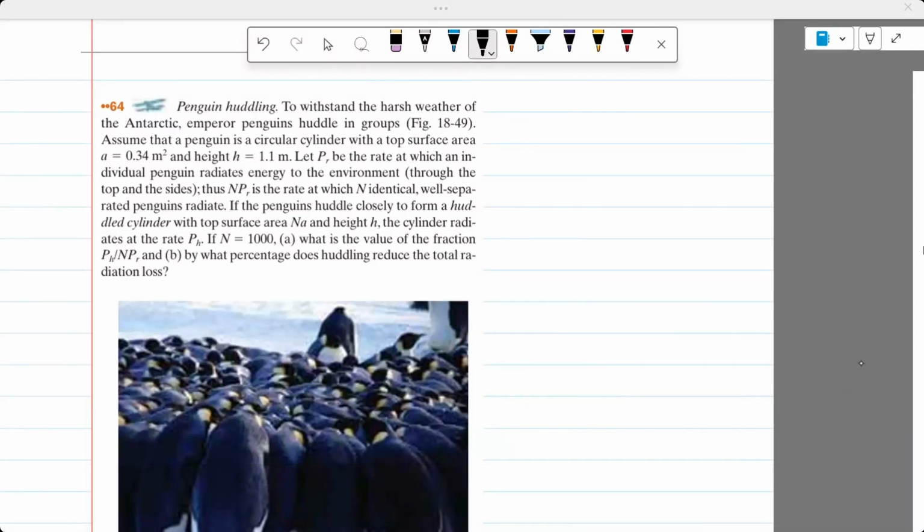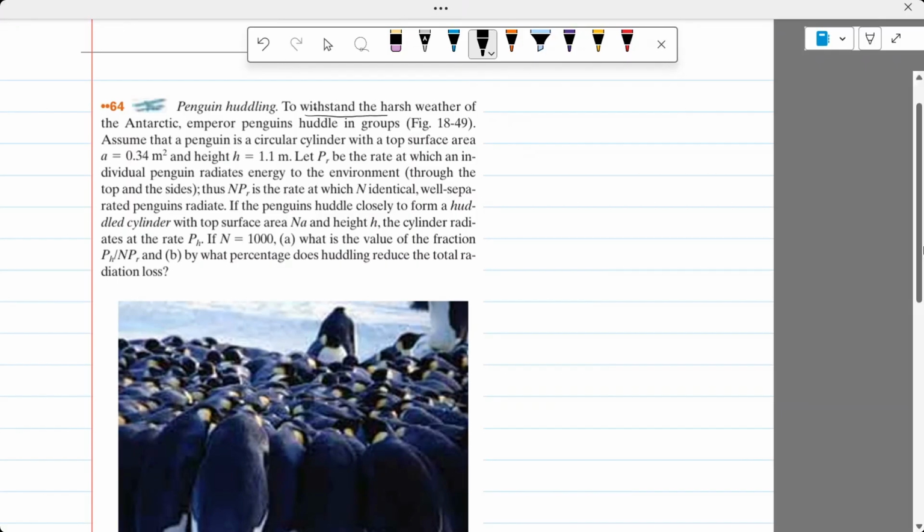In this problem, we're studying the change in heat loss due to radiation for penguins. We're considering the penguins that are standing separately to check how much energy they're losing. And then these penguins huddle, so they stand side by side, basically to warm each other up. This happens because when these penguins huddle, the area that is exposed to the environment becomes less.